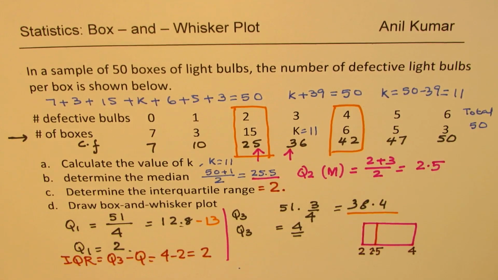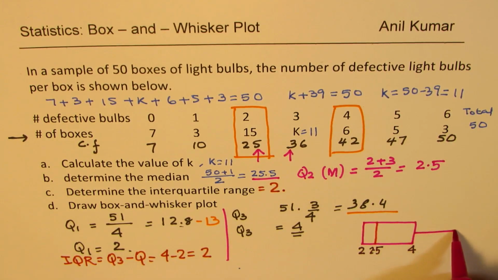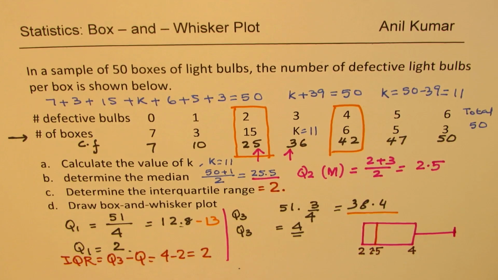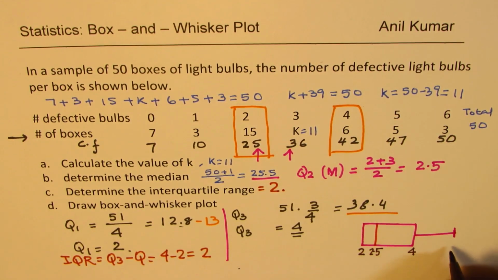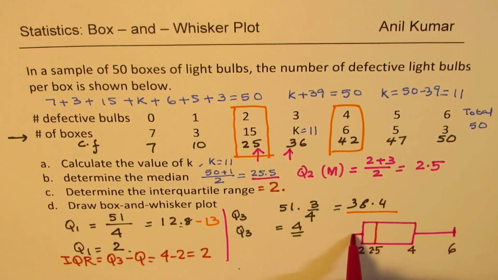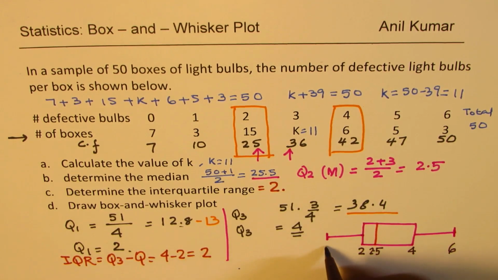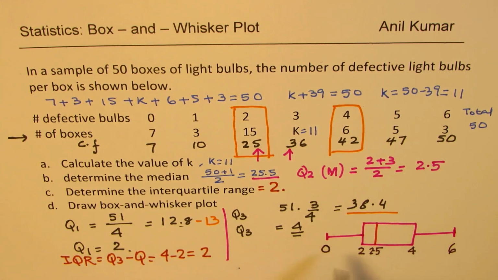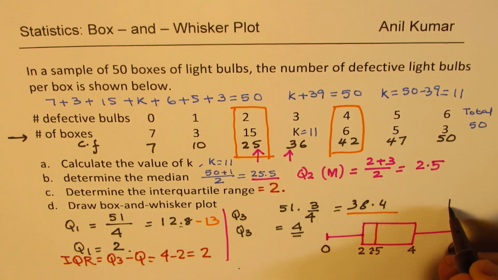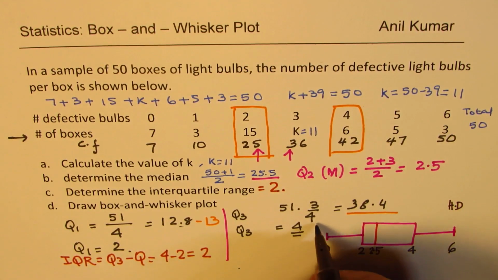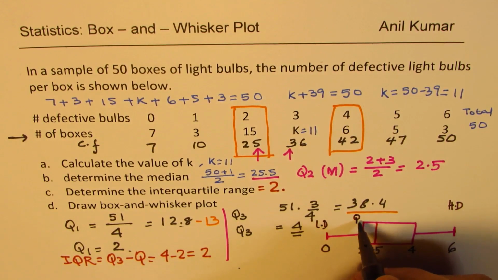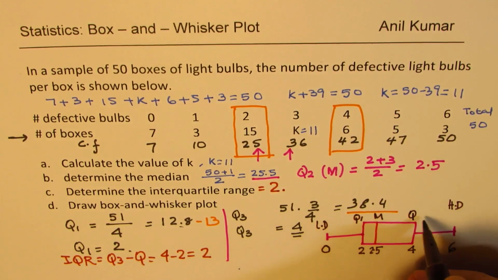The maximum number of defects was 6. So we'll go this much units out here. So that is 6 for us, maximum number of defects. And the minimum is 0, so 2 less. So that is it. So that becomes the box and whisker plot. So that is the highest value, highest datum. This is the lowest datum. That is Q1, this is median, and this is Q3.